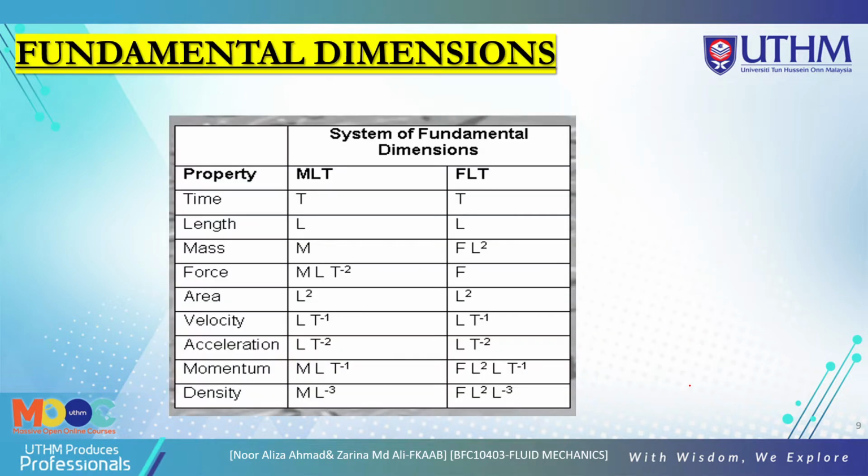So all we just use the table here. Actually, they have the table also for dimensional analysis. So we know the time, length, mass, force, area, velocity, acceleration, and momentum. This is the SI unit, and this is the US unit. So we just use the MLT here, MLT theta. Theta is for the angle. So we use this system for dimensional analysis.